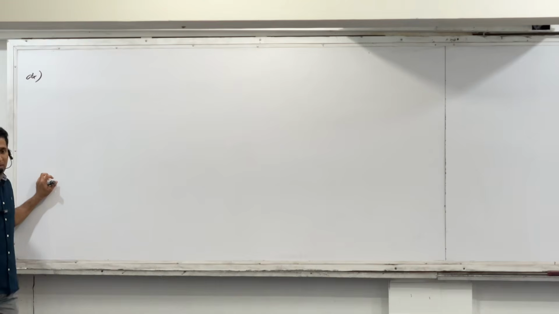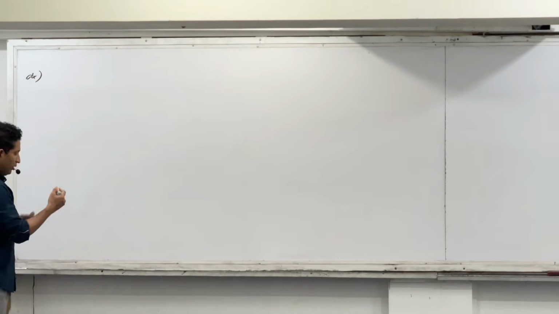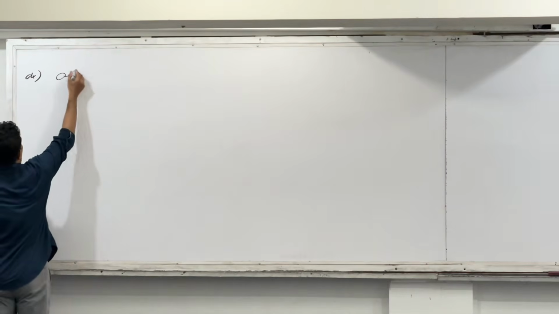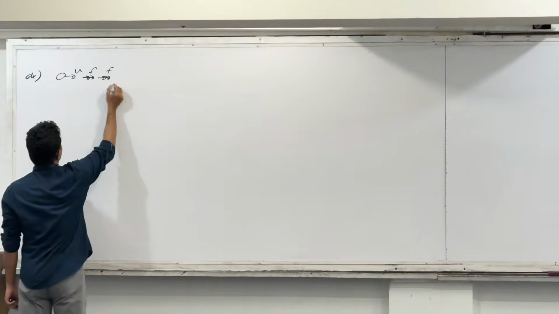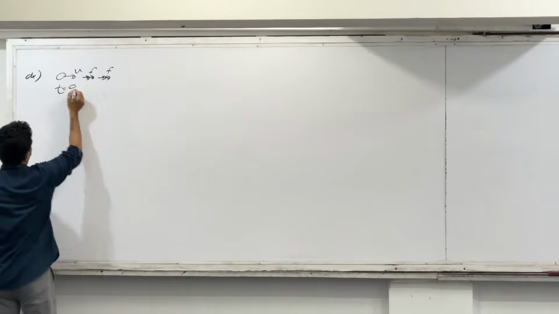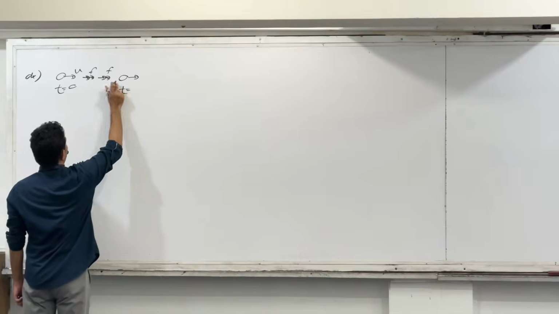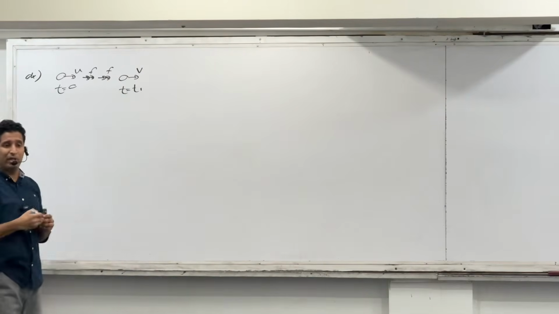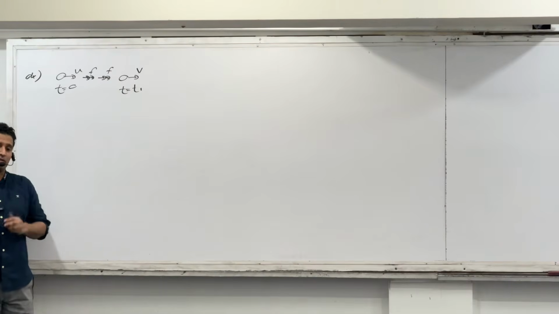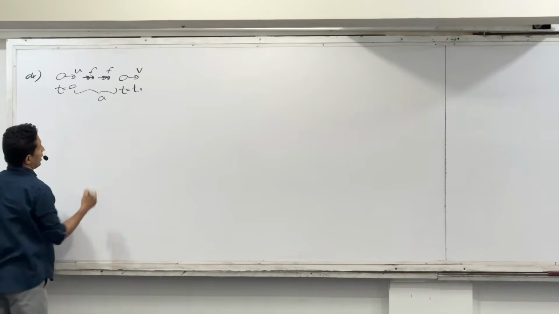And even in the question, the last part asks what the initial acceleration is. Let the initial velocity be u. It started from u and goes with uniform acceleration. I will take the acceleration as f. This is t equals 0, and this is the point when the time is t equal to t1. I will take the velocity here as v. Within this time, the distance traveled is a.